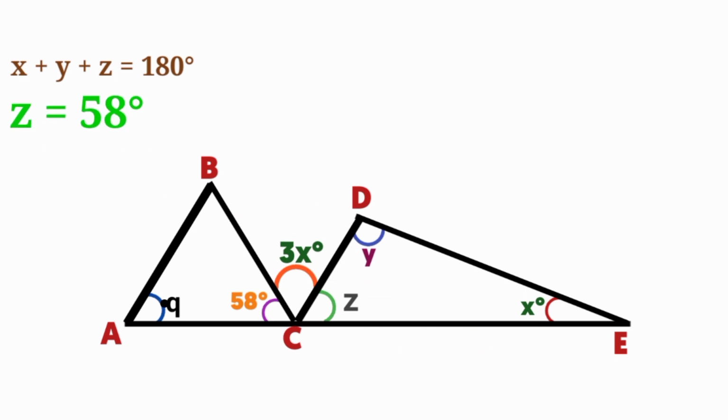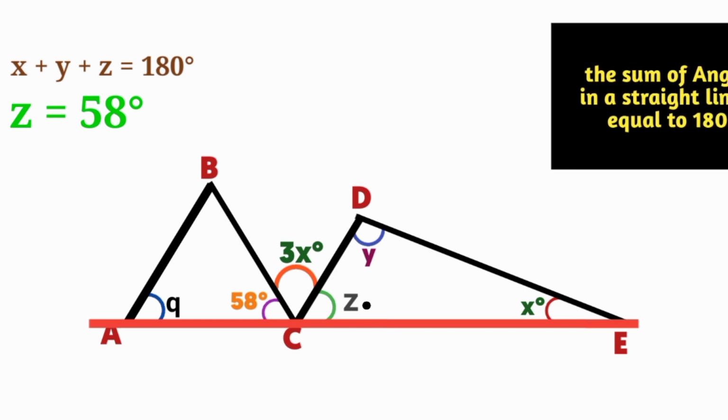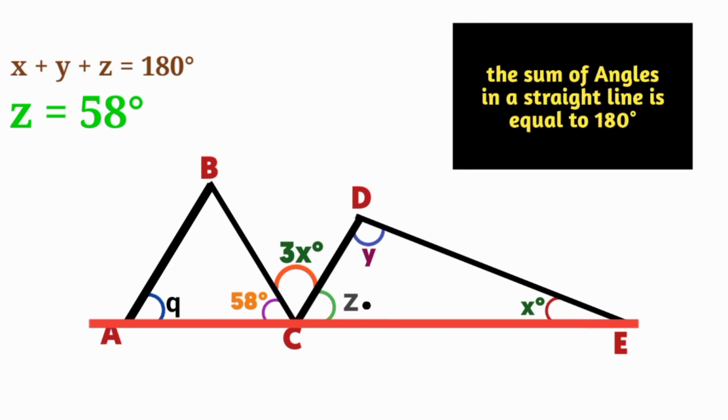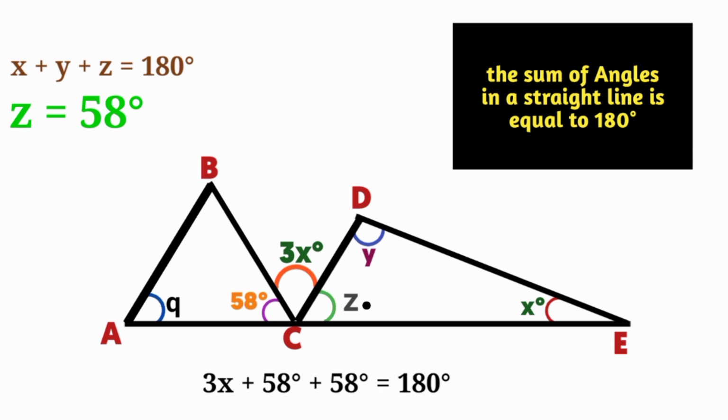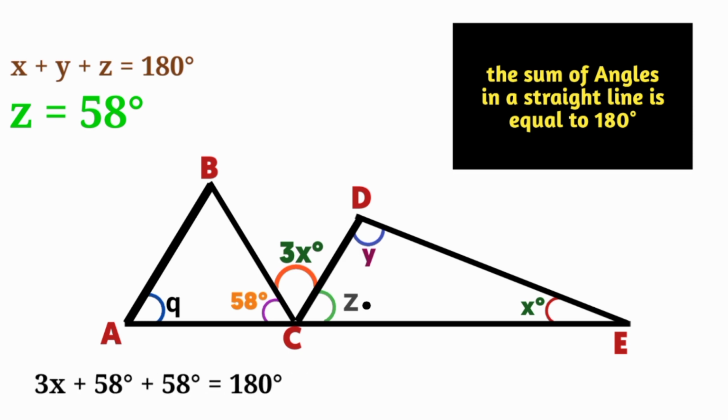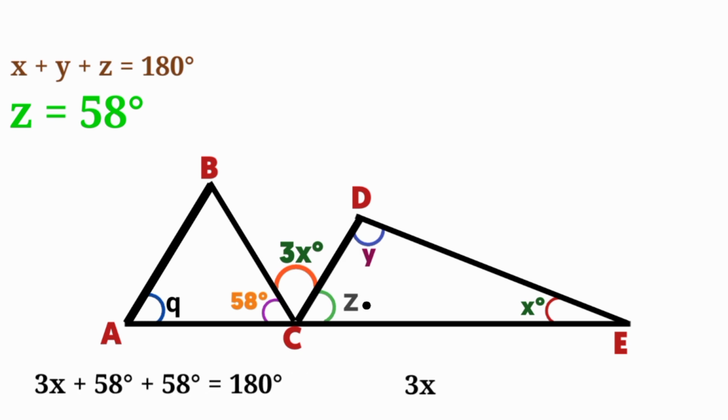But if you look, line ACE here is a straight line. So that means this angle, and this one must be equal to 180 degrees if you add them up. So you can also form the equation 58 degrees here plus 3x plus 58 degrees is equal to 180 degrees. Collect the like terms, so we're going to have 3x plus 58 degrees plus 58 degrees is equal to 180. 58 plus 58 is 116, so 3x plus 116 is equal to 180.